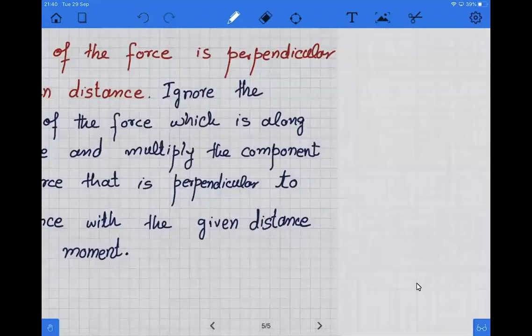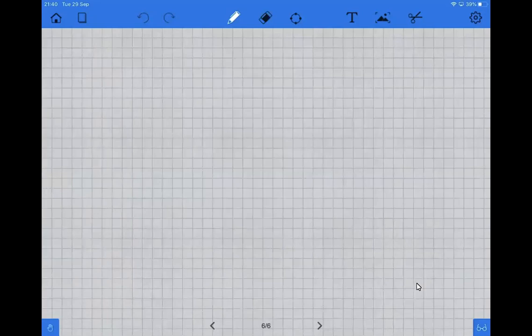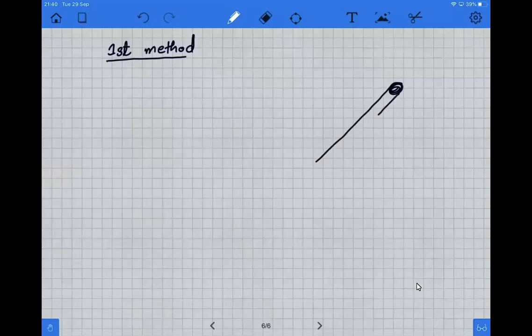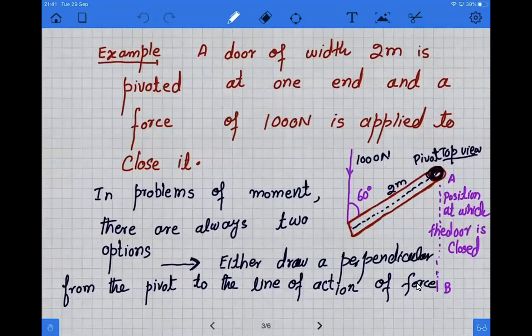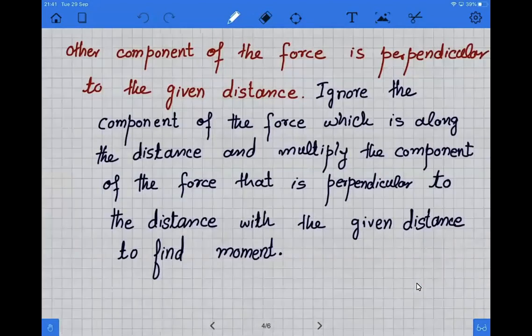Let's try to apply this. First we'll apply the first method, then we'll apply the second method. Here the situation was you're given with a door. On this door, a force is acting at 60 degrees to the door. The width of this door was 2 meters.